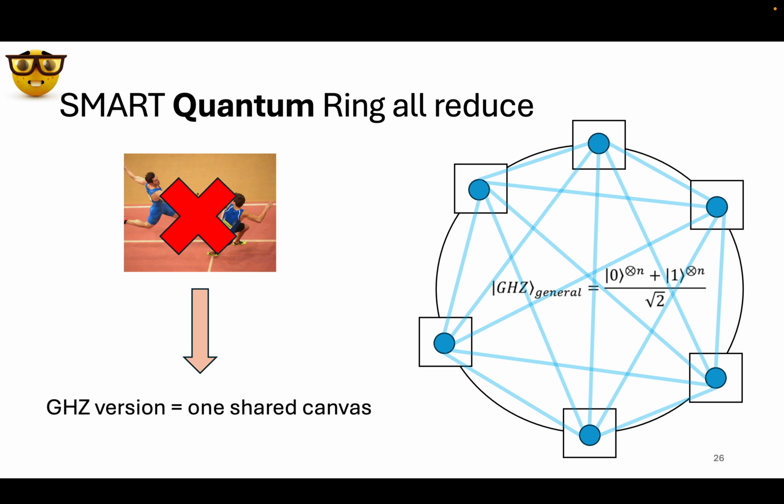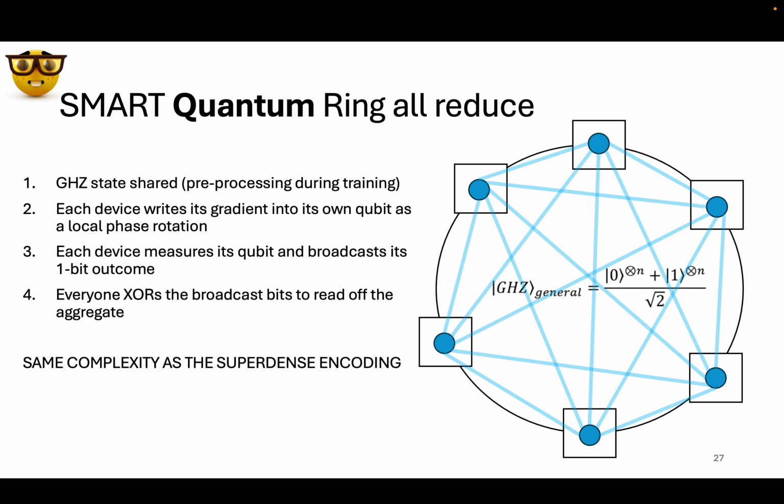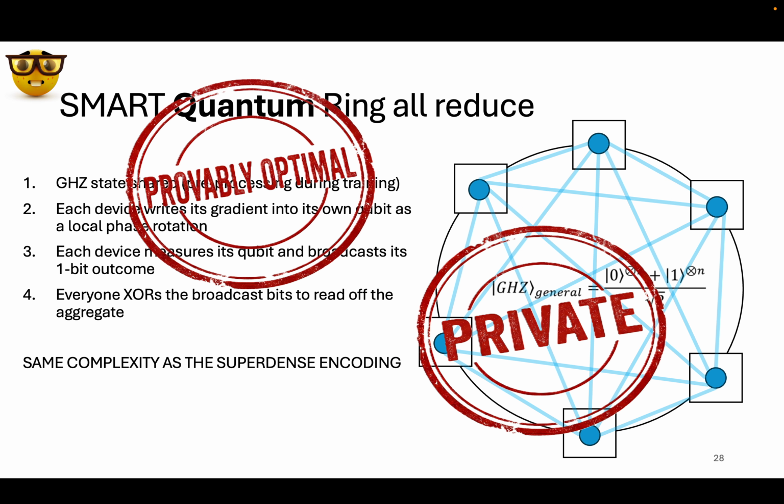And instead of playing a relay race, we can have one shared canvas over which all the devices need to do this coordination. Setting up a GHZ state in the pre-shared setting still kind of leads us to the same complexity as a superdense encoding, but it has a few nice add-on properties that come with it.